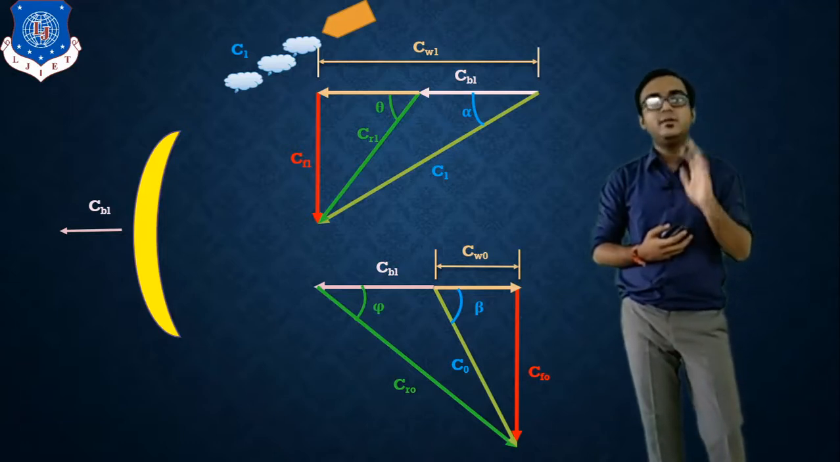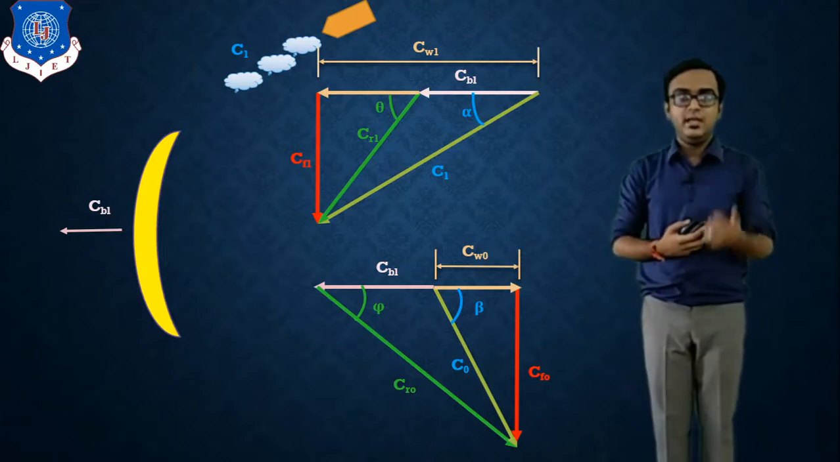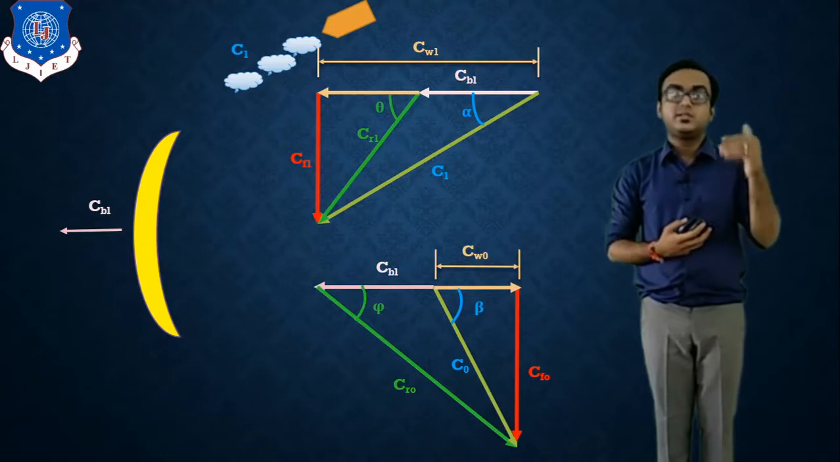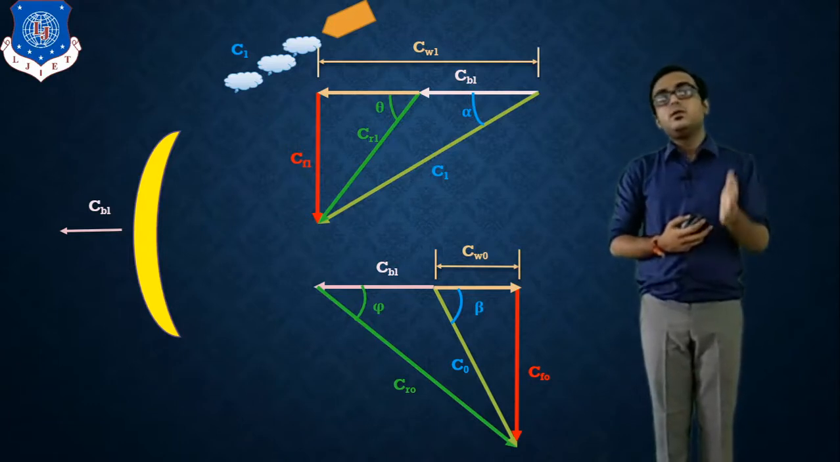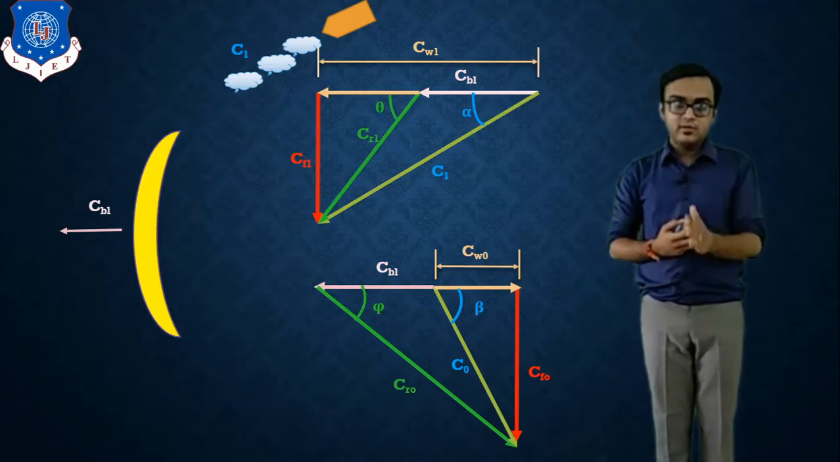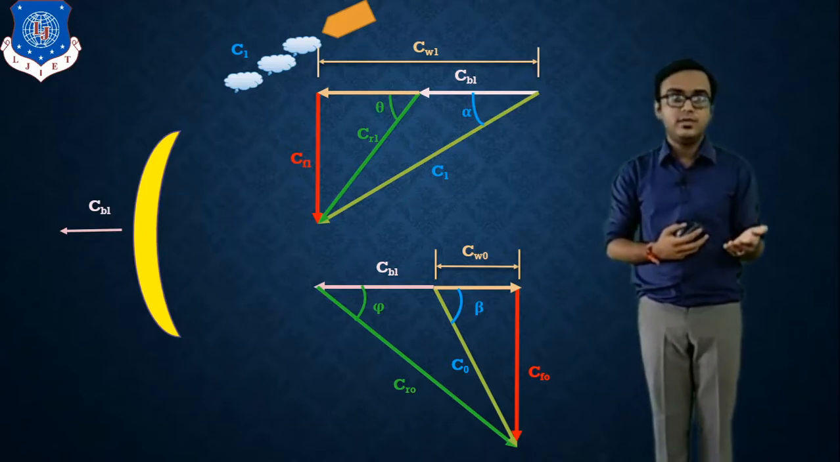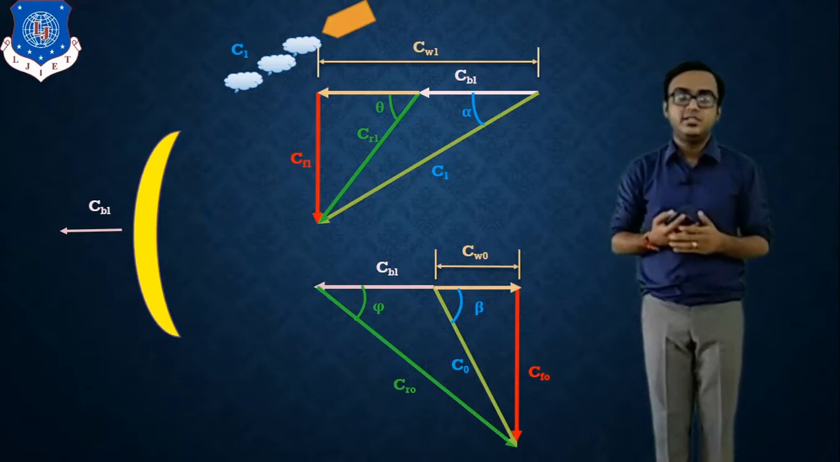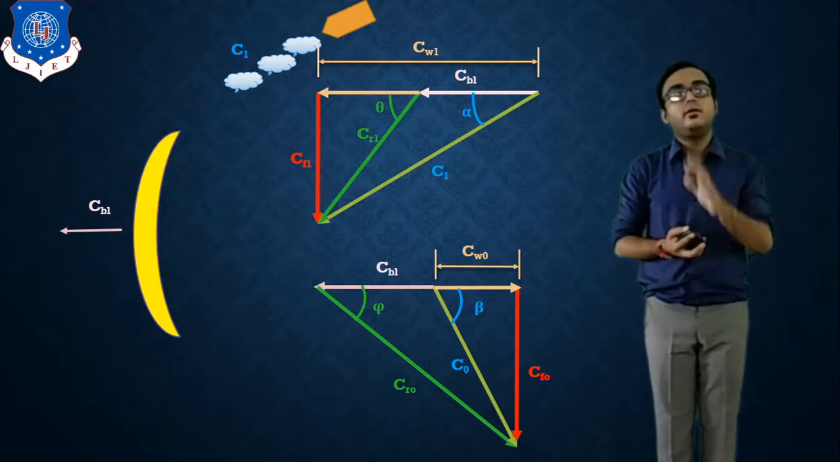Now in a similar way, for the outlet triangle we have one common vector, that is CBL. Steam is leaving with velocity CO, CRO is our resultant vector, CFO is our vertical component of CO, and the horizontal component of CO is CWO. So it is all about the velocity triangle.